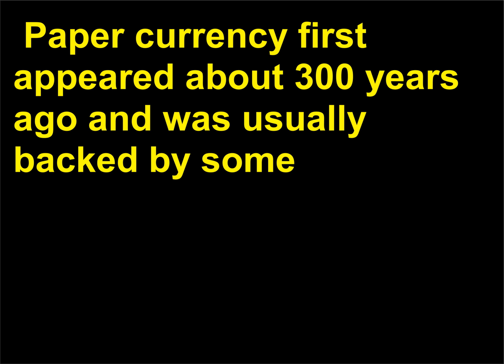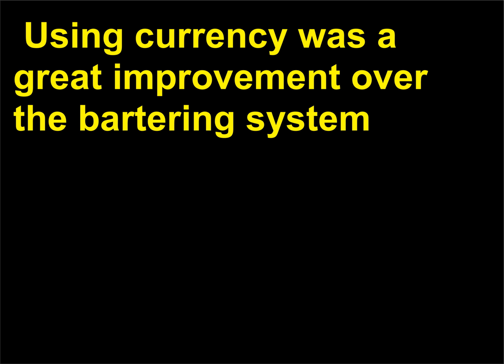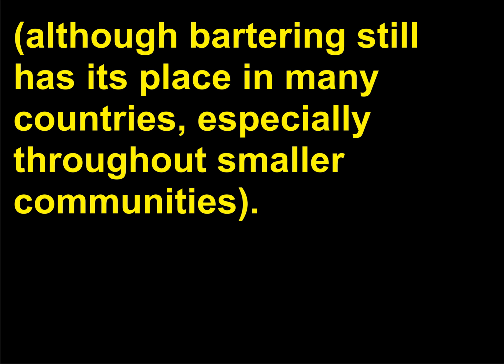Paper currency first appeared about 300 years ago and was usually backed by some standard materials of natural value, such as gold, that could be converted on demand. Using currency was a great improvement over the bartering system, although bartering still has its place in many countries, especially throughout smaller communities.